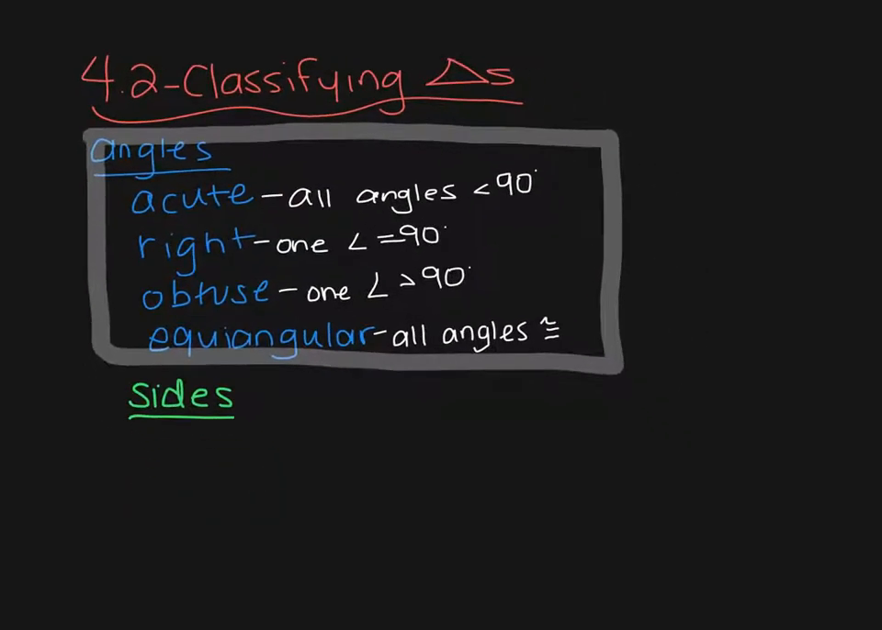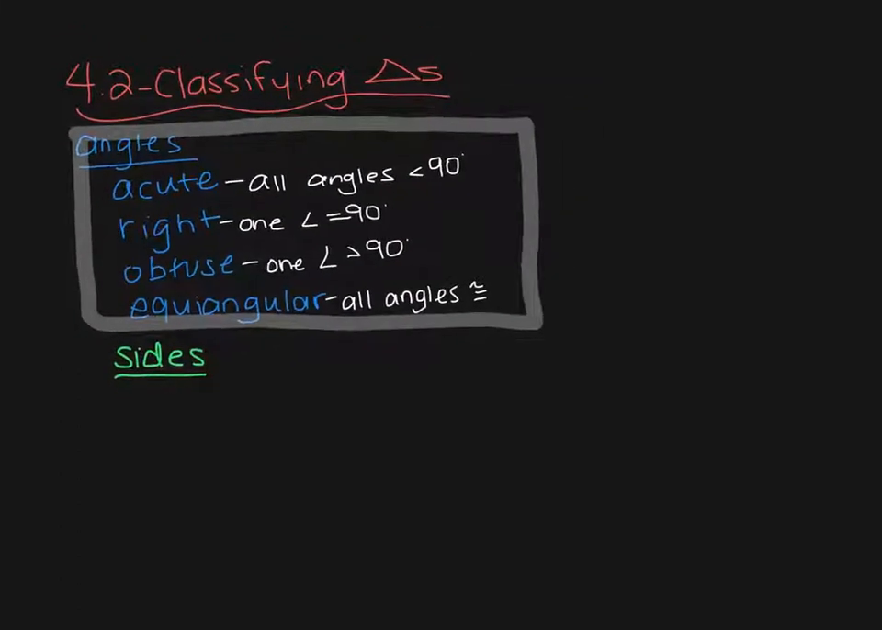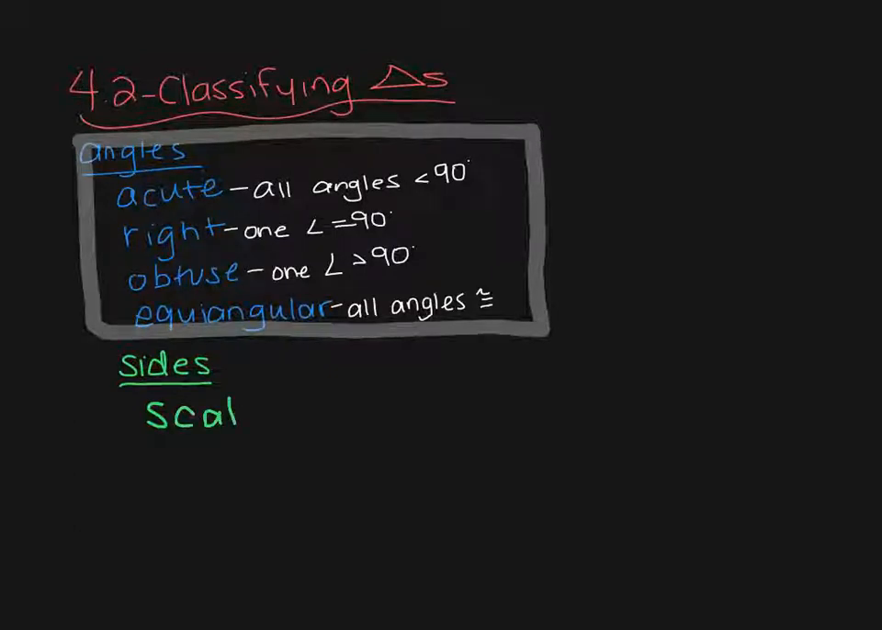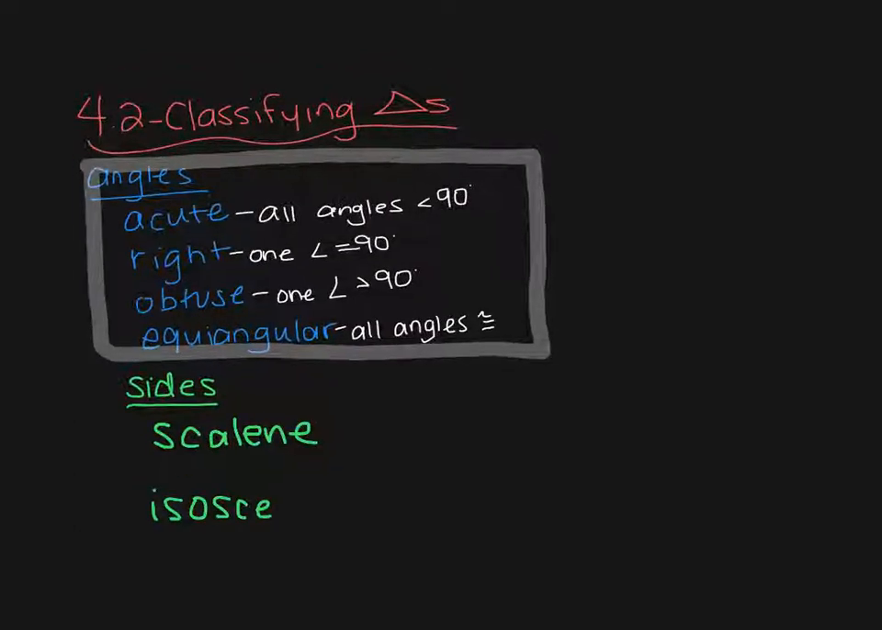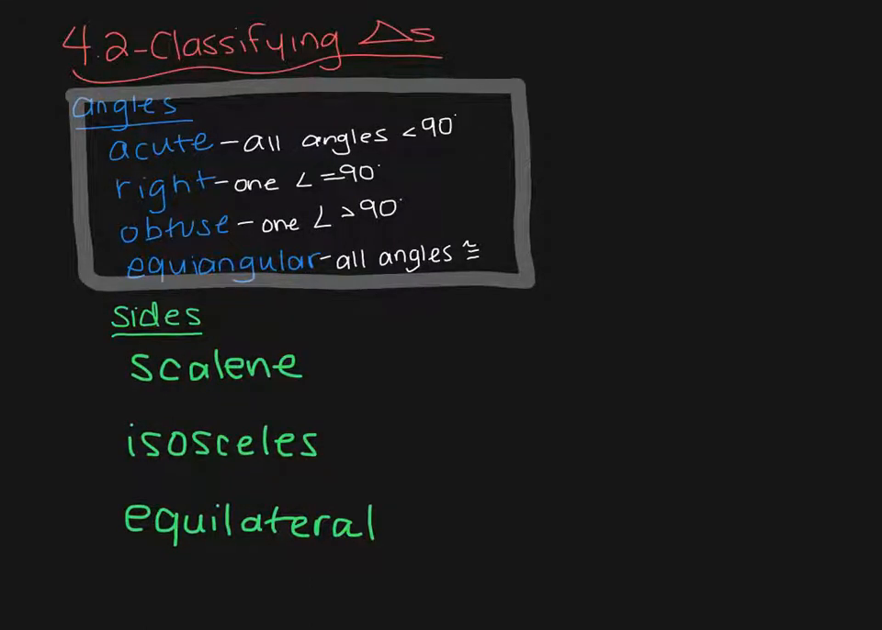Okay, so then the second way we grouped was by sides. So we had scalene, isosceles, and equilateral. So there's only 3 classifications by sides. 4 by angles, 3 by sides.